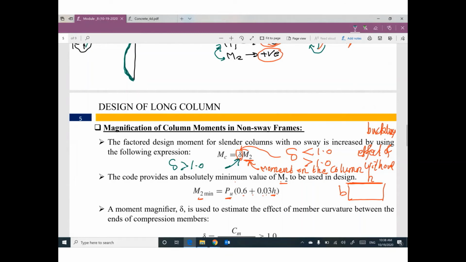That makes sense? Because this MC is a moment taking the original moment and the effect of buckling. So I expect this value to be bigger than this value. So delta will be greater than 1. Okay?